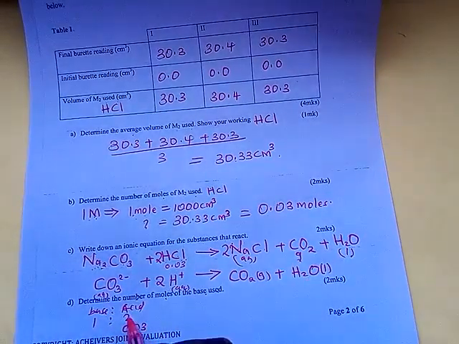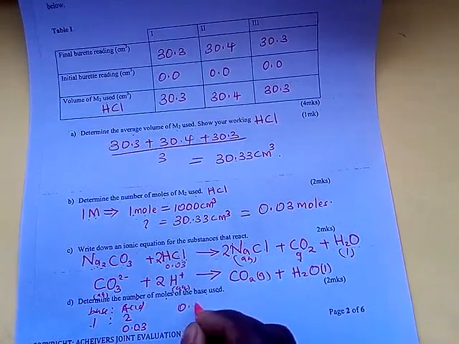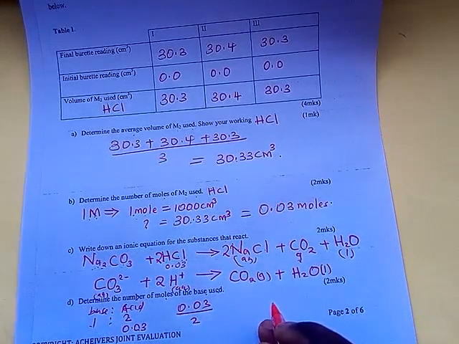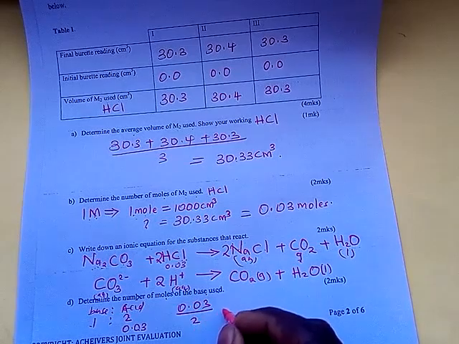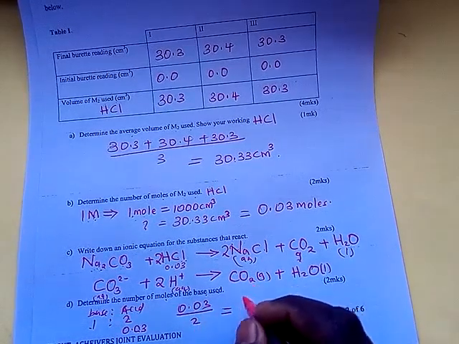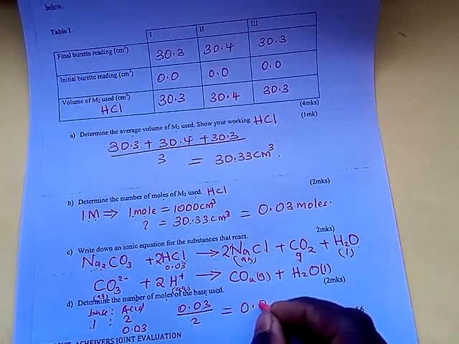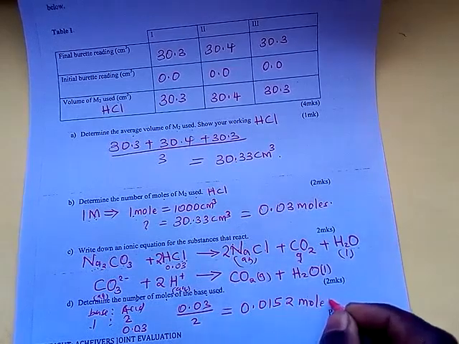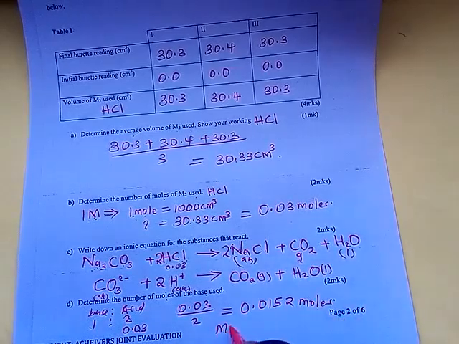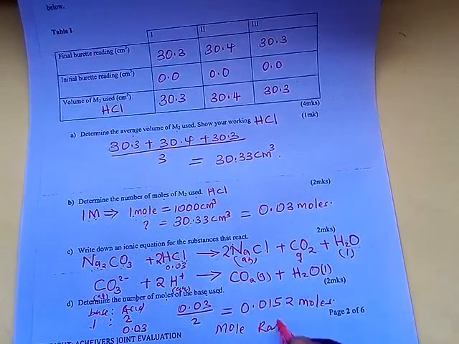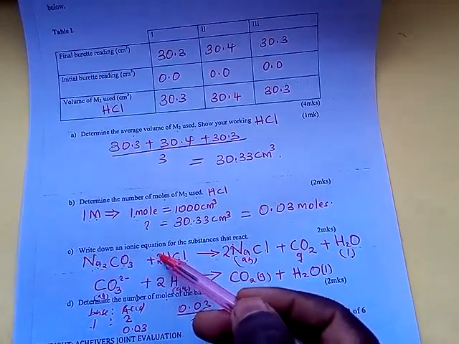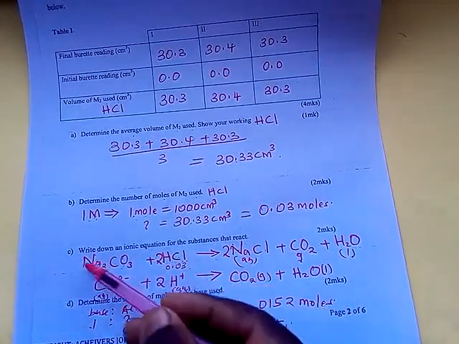So we will ask, if 2 is equal to 0.03, what about 1? So the answer is going to be 0.03 divided by 2, and that is the number of moles of the base, which is equal to 0.015 moles. We use what we call the mole ratio. So the mole ratio in this equation is 1 to 2. If 2 is equal to 0.03, what about 1?